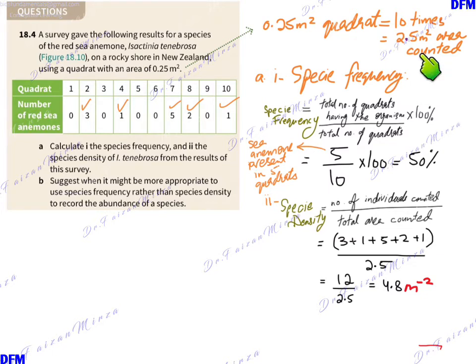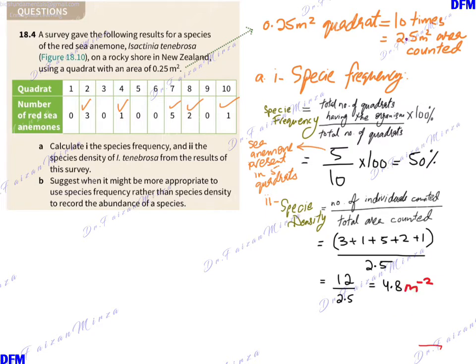So you have actually gone through 2.5 meters squared of area, trying to figure out how many organisms are there. So how will you calculate the species density? You just add up all the numbers where the red sea anemone was present. For example, 3 plus 1 plus 5 plus 2 plus 1. You add these up, it comes out to be 12. You divide by 2.5, you get 4.8 per meter squared.